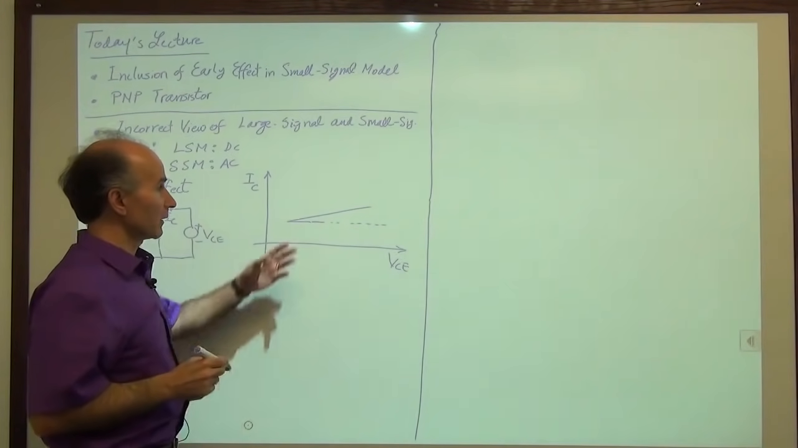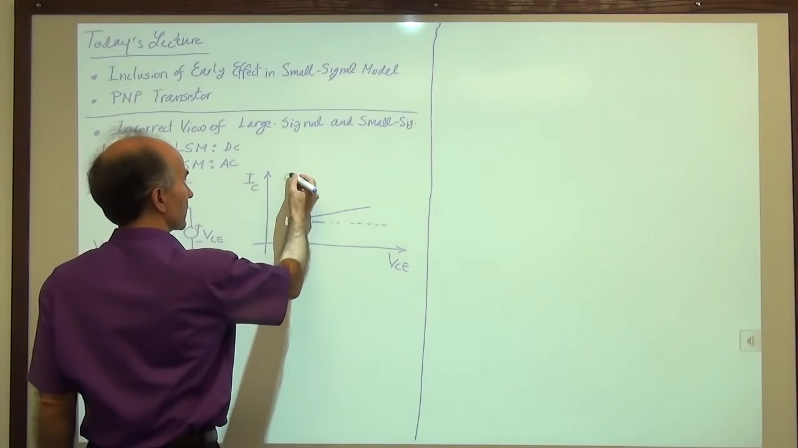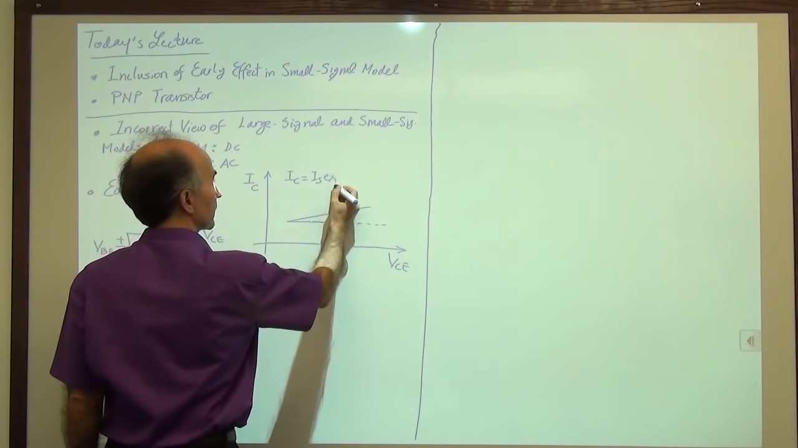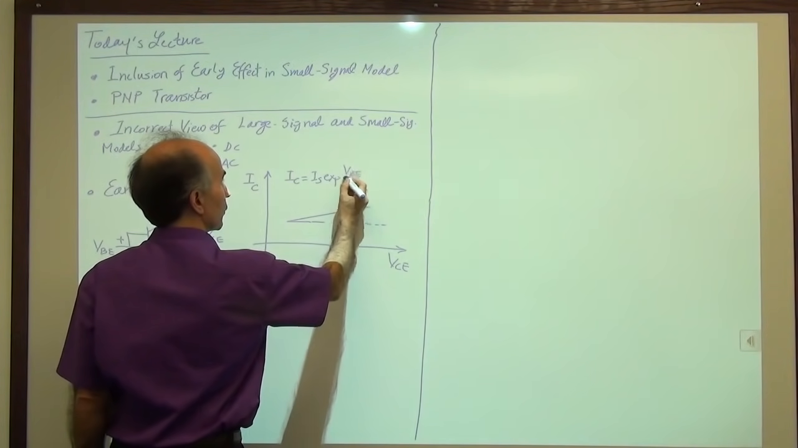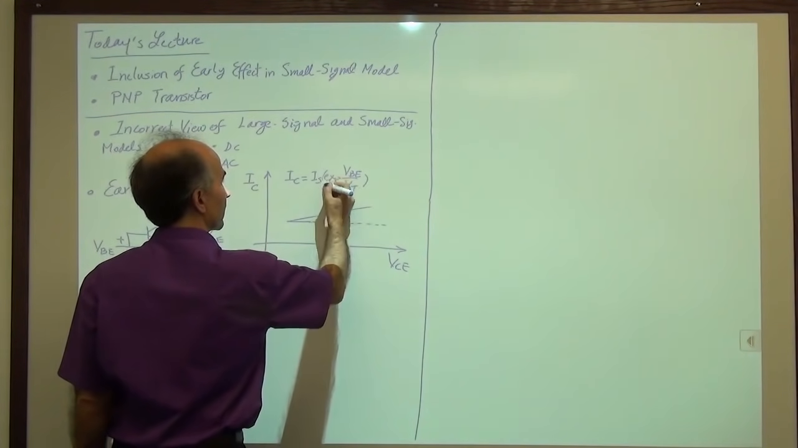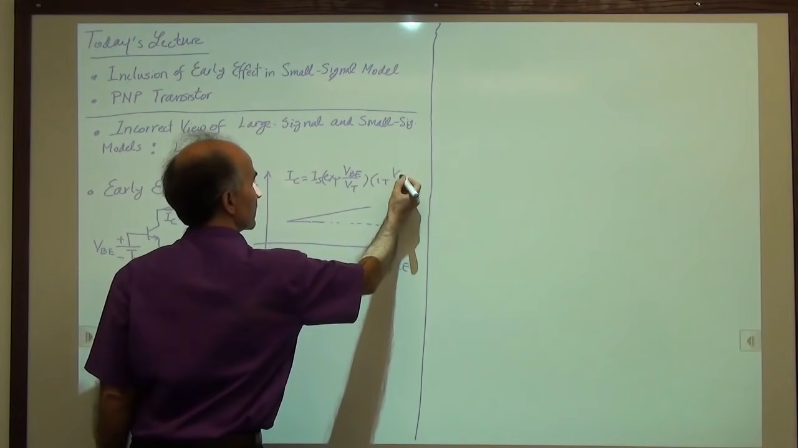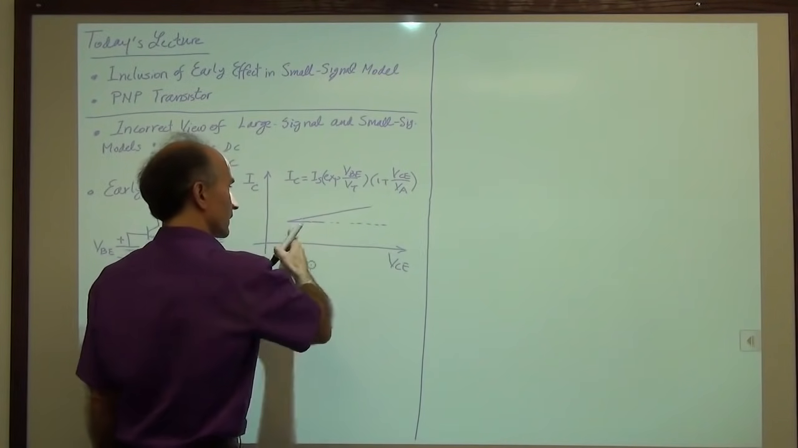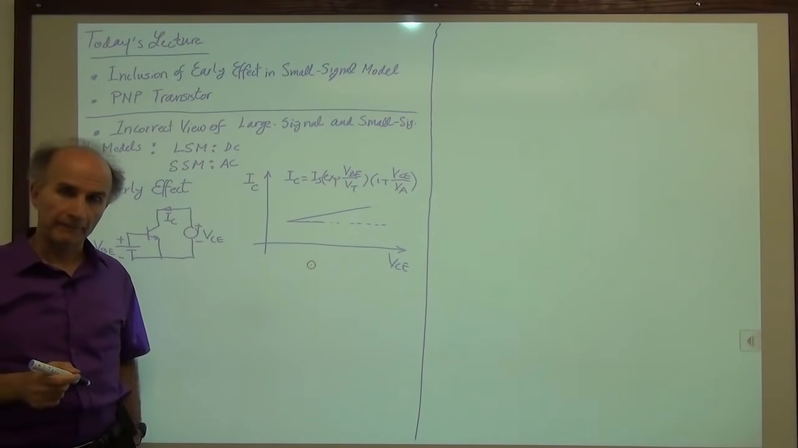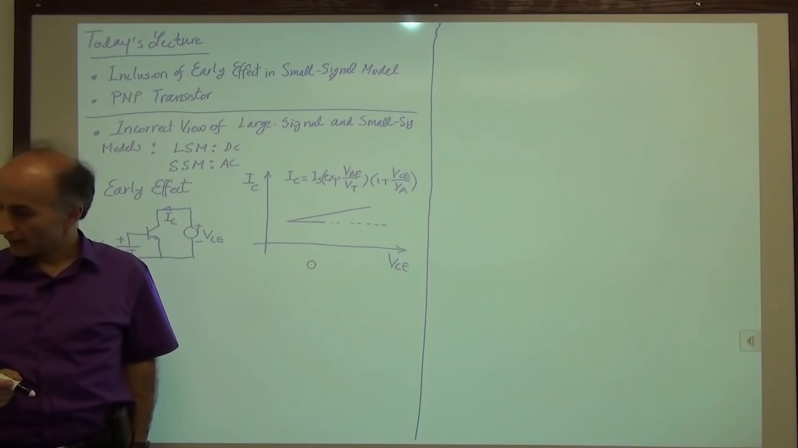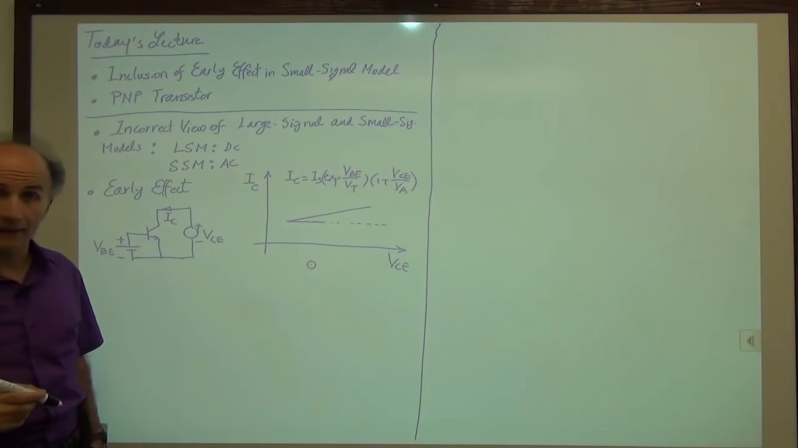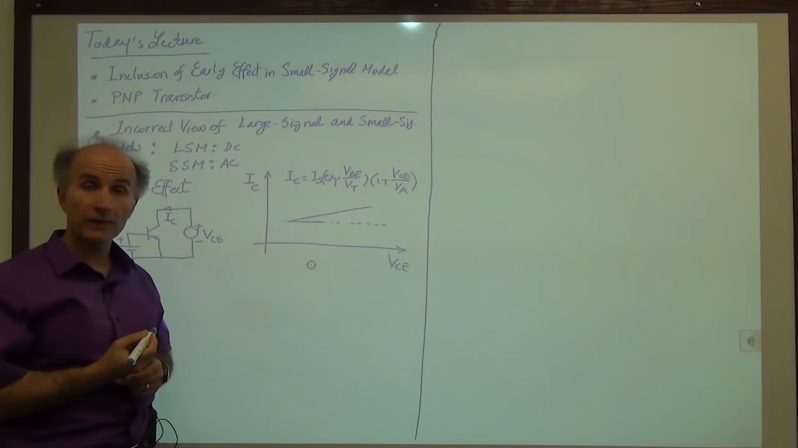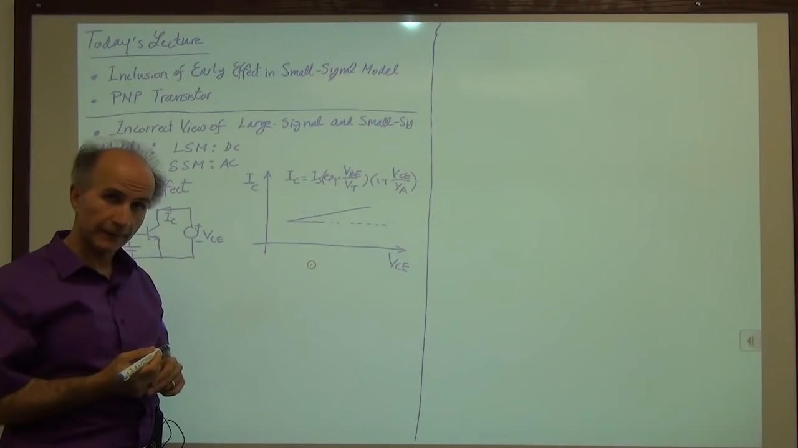All right, and the model that we just mentioned for this large signal model was IC equals IS exp(VBE over VT) times (1 plus VCE over VA) as a simple approximation of this behavior. Okay, so that's what we have. And now what we need to understand is how this affects our small signal model.